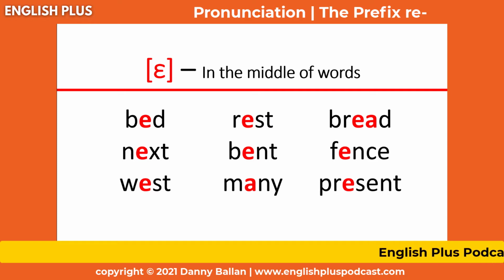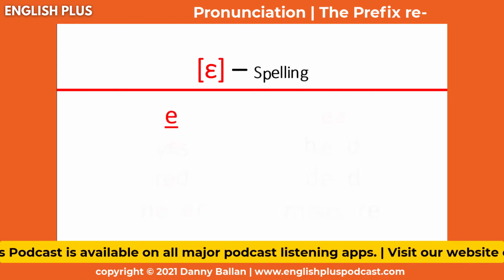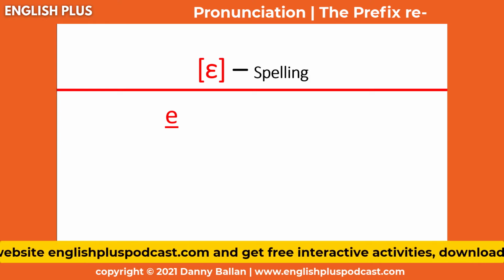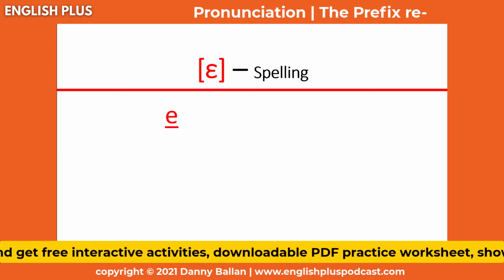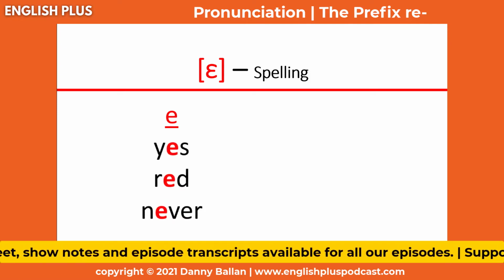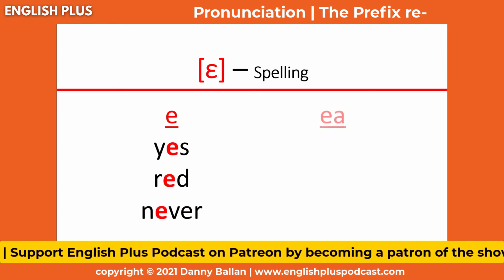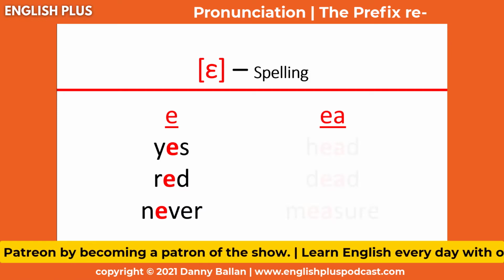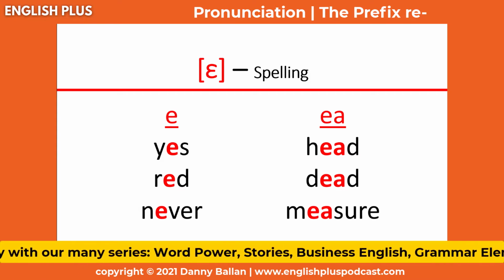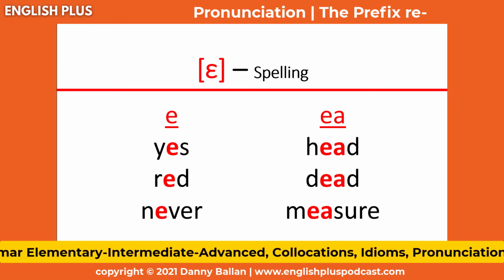Now, let me continue and talk about the spelling. How do we spell this sound? Of course, the main spelling and the most common spelling of the sound is the letter E, like when we say yes, red, never. And it can also be EA in words like head, dead, and measure. Now, these words have the sound, and this sound is spelled as EA.